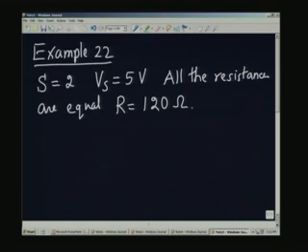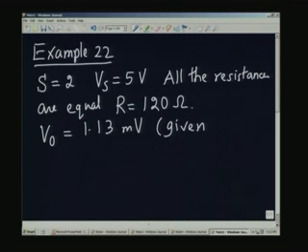So, we would like to see what is the kind of strain we are going to get if the output voltage is measured. Suppose V 0 has been measured to be equal to 1.13 millivolts. How do we measure this kind of a small voltage, we will come to a little later on. So, this is given. I would like to know what this corresponds to in terms of the strain gauge. That is what the problem is.